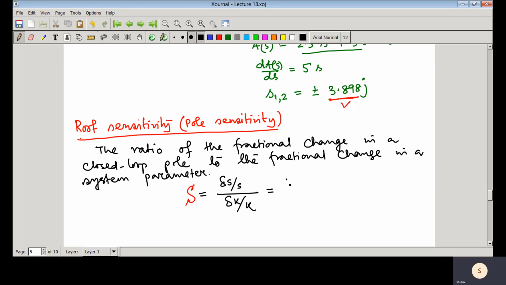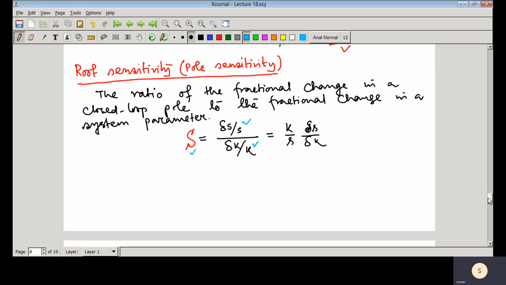So from here we can see that this is the expression for the root sensitivity. Here you can see that this is the fractional change in pole whenever there is a fractional change in the parameter, in the gain. That ratio is called the root sensitivity. And interestingly, this root sensitivity is a vector quantity. That thing we can understand from an example.